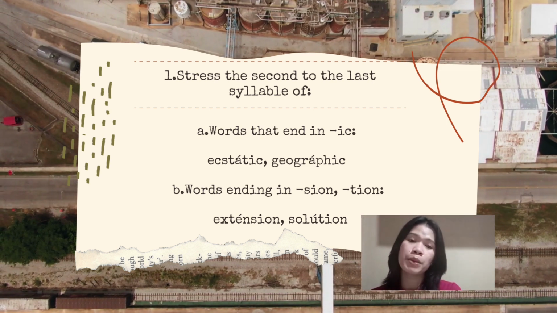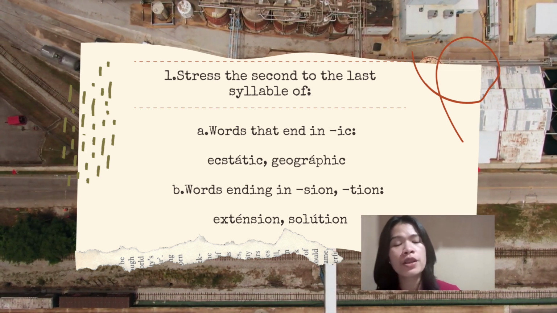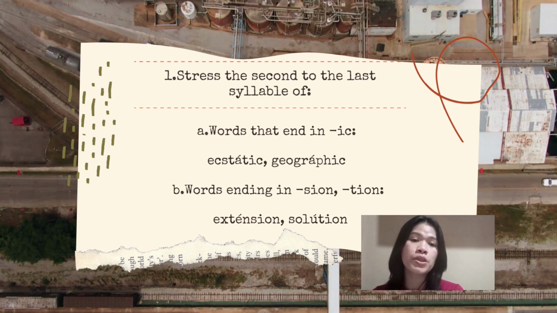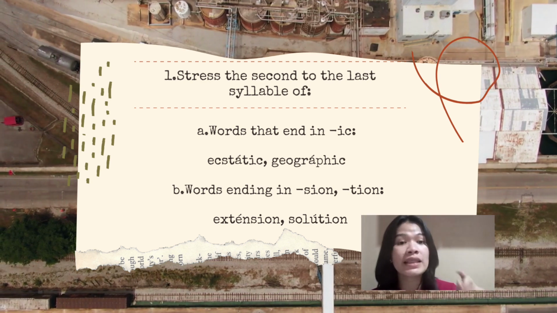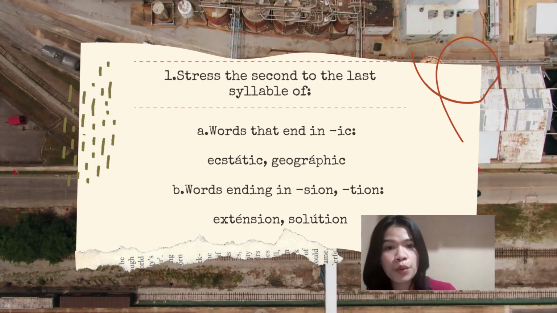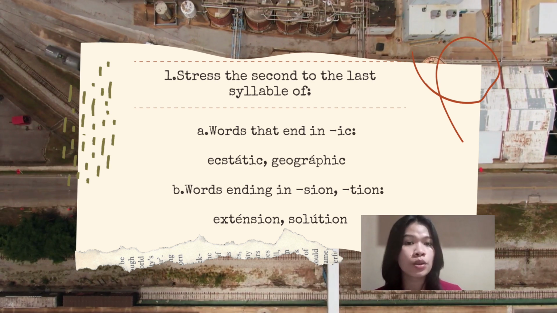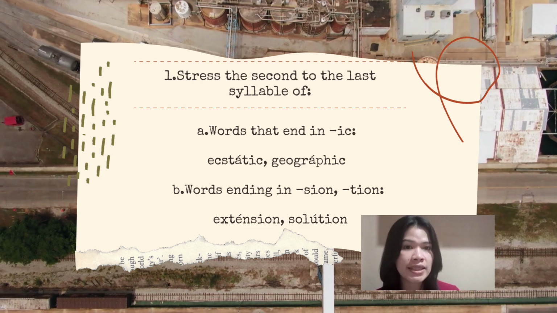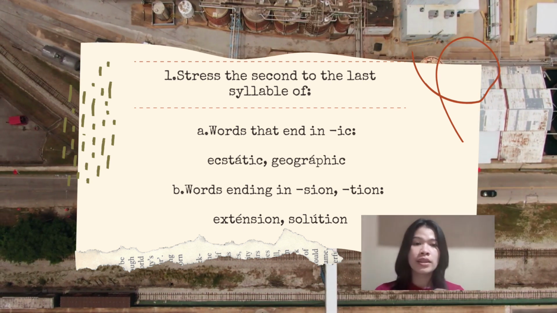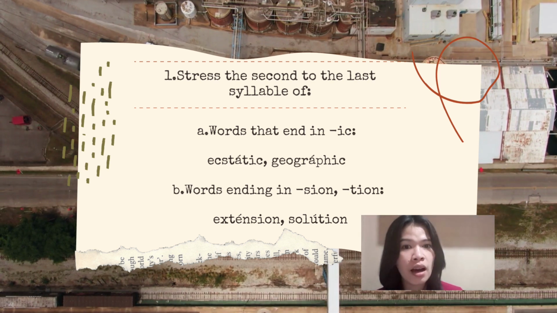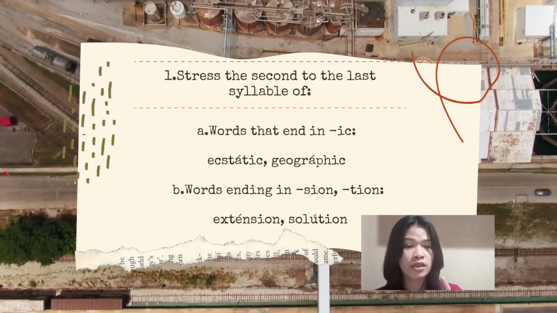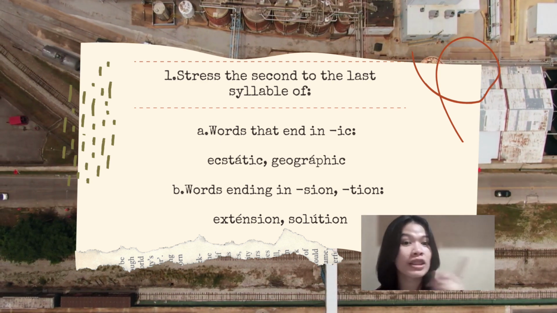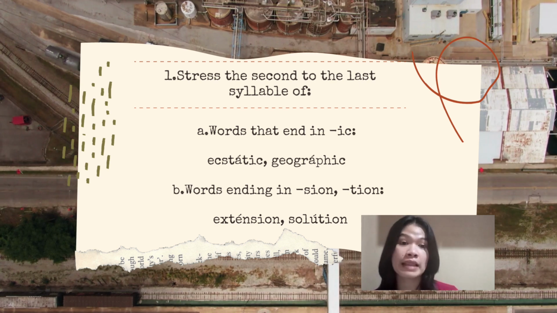Same with the disyllabic words, multisyllabic or polysyllabic words also have rules about which syllable you will mark the stress on. The first rule is to stress the second to the last syllable of the multisyllabic word if the word ends in IC. The examples will be ecstatic and geographic. The stress is on the second to the last syllable.